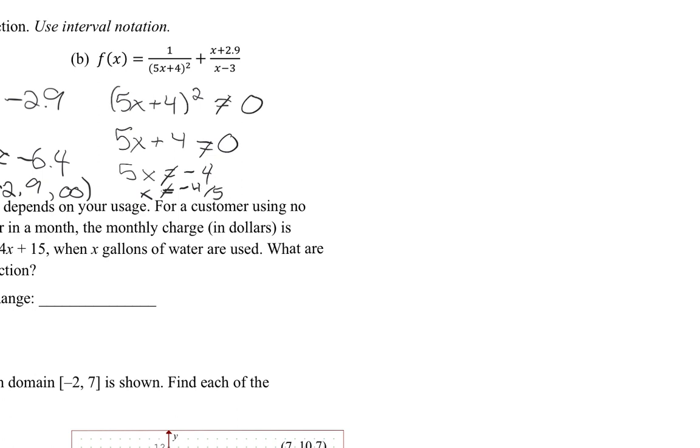So that's our first restriction. Next, we'll look at the denominator of the other fraction, which is x minus 3. Again, the denominator can't equal 0, so we'll solve for x, and we'll get x can't equal 3. Okay, let's build our interval again. The lowest possible value we can have is negative infinity, because unlike the previous problem, we don't have any greater than or less than restrictions. That negative infinity can go all the way up to negative 4 over 5.